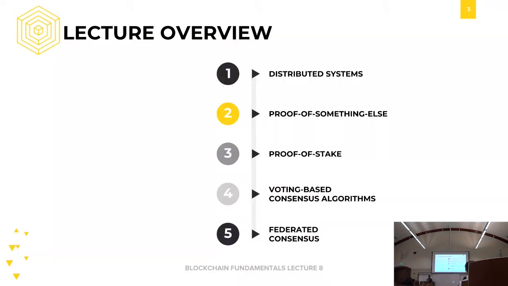So, a quick overview of the lecture. We'll start off with distributed systems. We'll learn about what these things are and how blockchains are a part of these, and then move on to various consensus algorithm categories, starting with proof of something else, then looking at some implementation details of proof of stake, and then Brian will lead off with voting-based consensus algorithms and federated consensus.